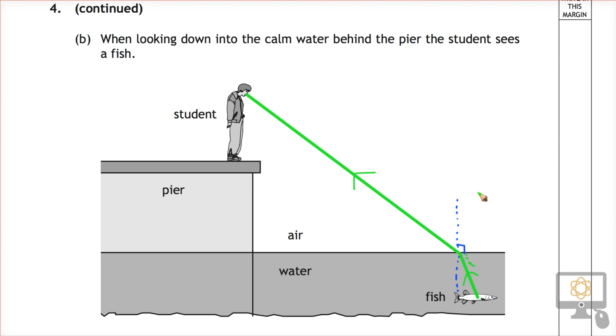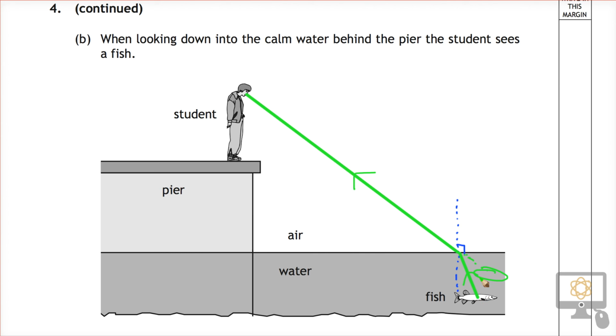And of course, you know what the student actually sees then is, I'll try and draw that again more carefully. He sees the light traveling in a straight line, so he thinks that our fish is over here somewhere, above where the fish actually is, because he believes light travels in a straight line, and so it appears to him that the fish is there, whereas in reality the fish is down here.